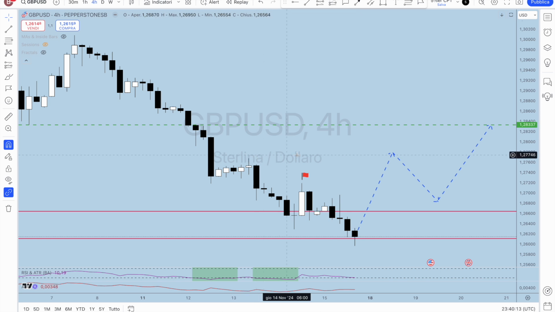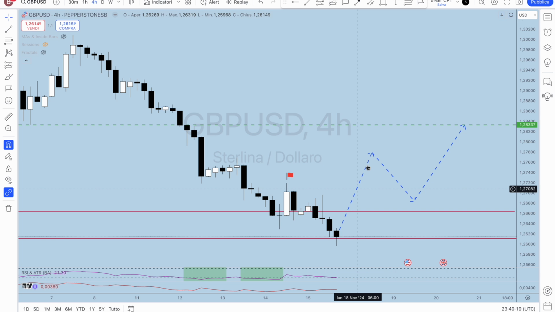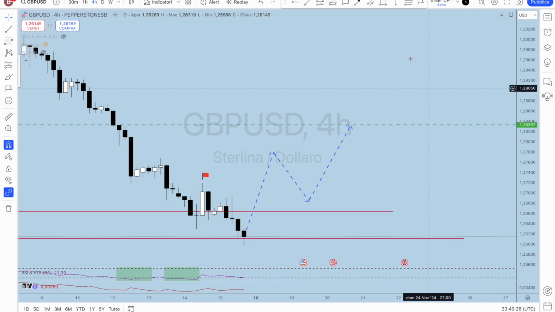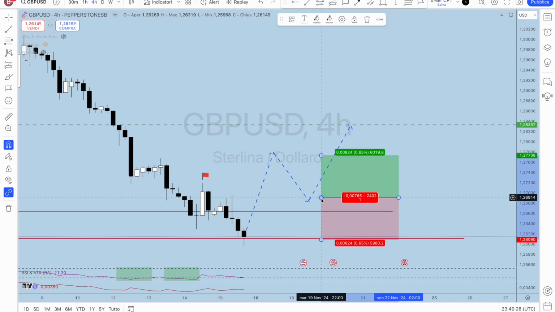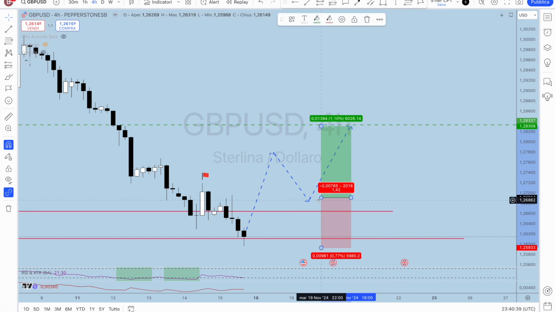So the moment, again, this is the last swing high, so I'm looking for the swing high to be broken, then a retest and price move to the upside. My target is there, my stop loss here, and the worst risk to reward for me is 1-to-1.